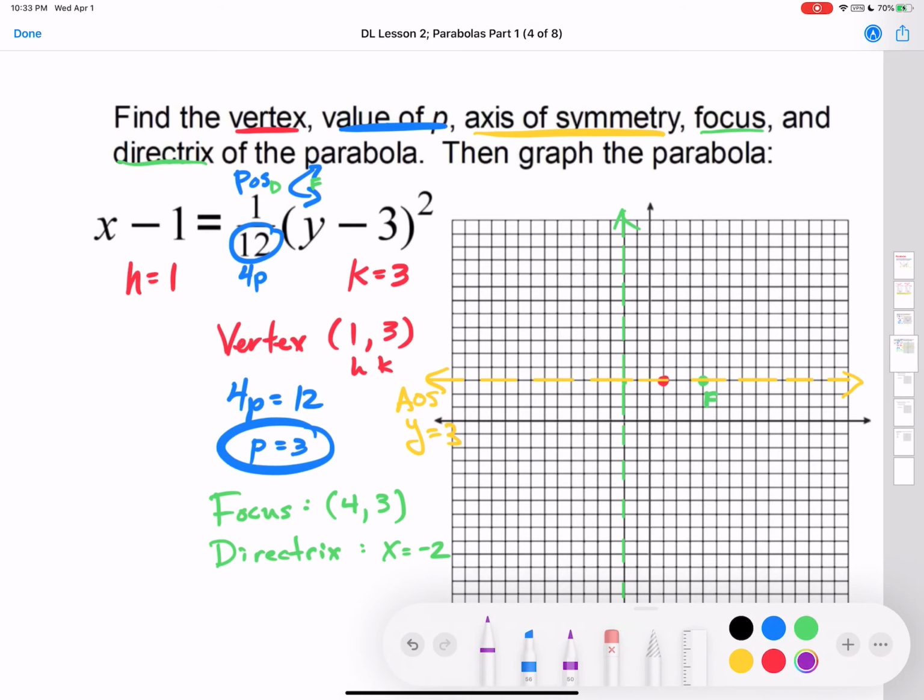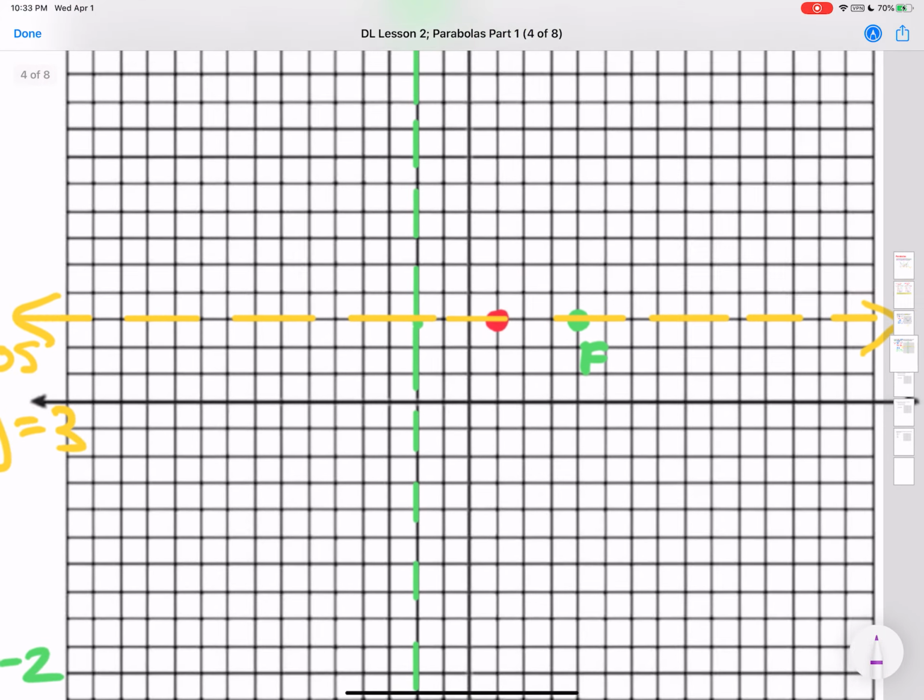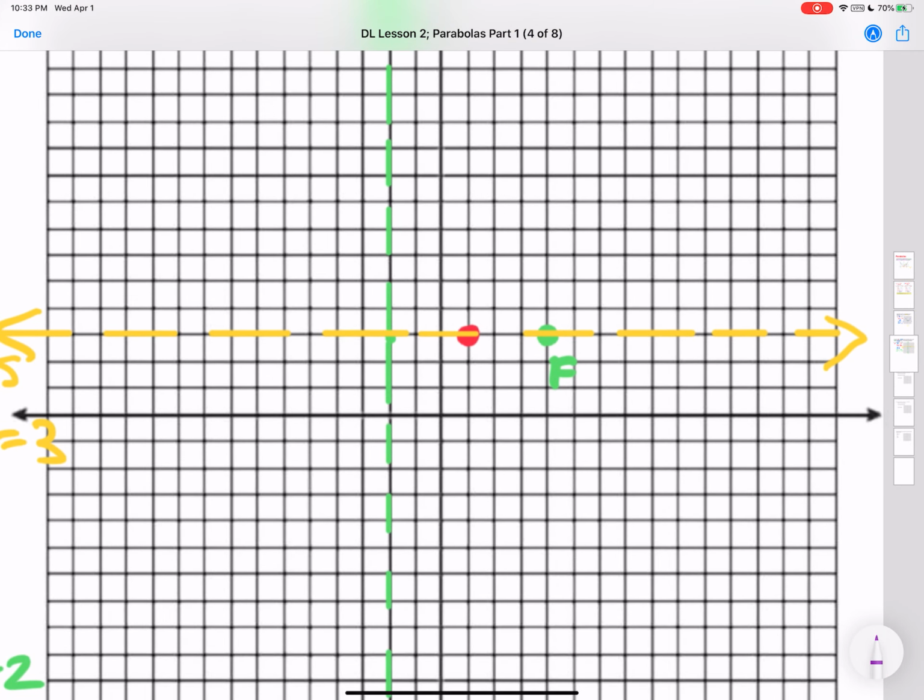And again, I'm going to go ahead and find 2 additional points. And in order to do that, I want to know the distance from the directrix to the focus. And that distance is 6. So this time, since it's opening to the right, I'm going to go ahead and go up 6 from the focus.